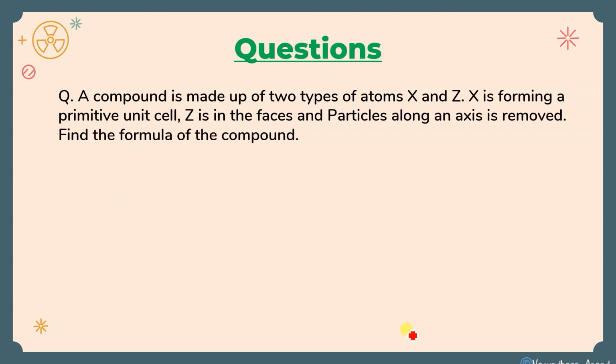Next question: a compound is made up of 2 types of atom, X and Z. X is forming a primitive unit cell. That means it is at the corner, so X will be 1 for sure. Z is in the faces, and particles along one axis are removed. Think of it that all the Z are in the faces. Okay, the particles along one axis. If I'm going along one axis, that means I'm going to cross 2 faces, isn't it? Yes. So if one axis is removed, that means 2 particles are going to be removed from 2 faces.